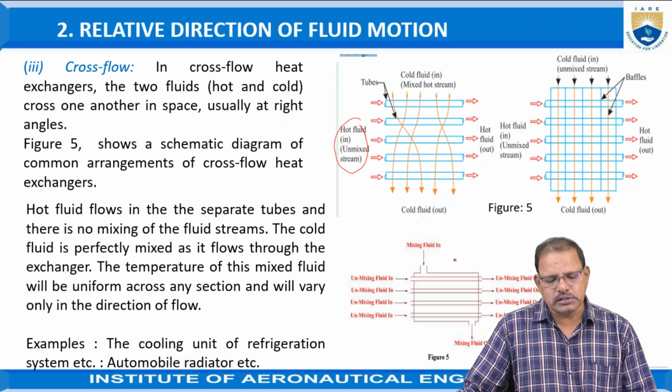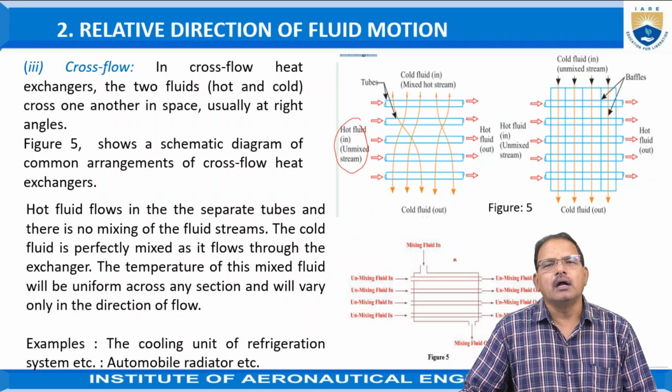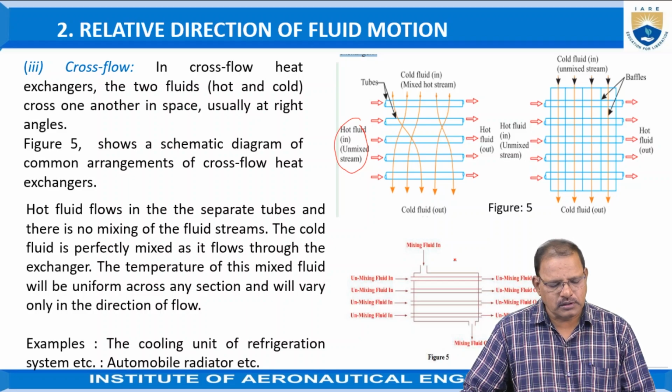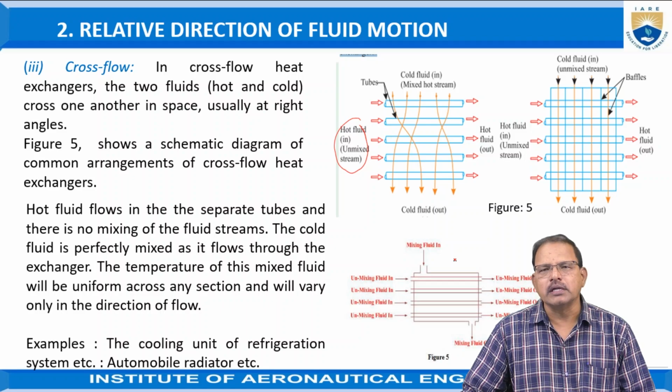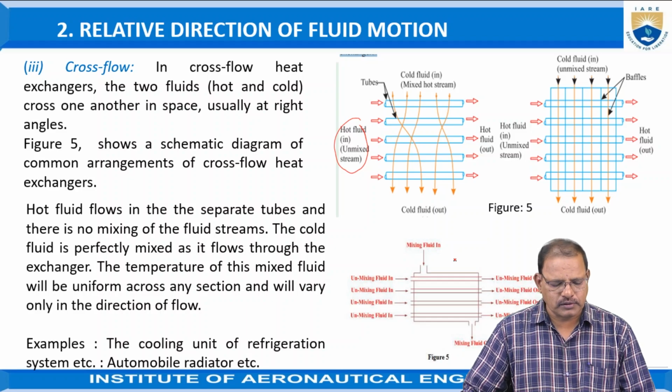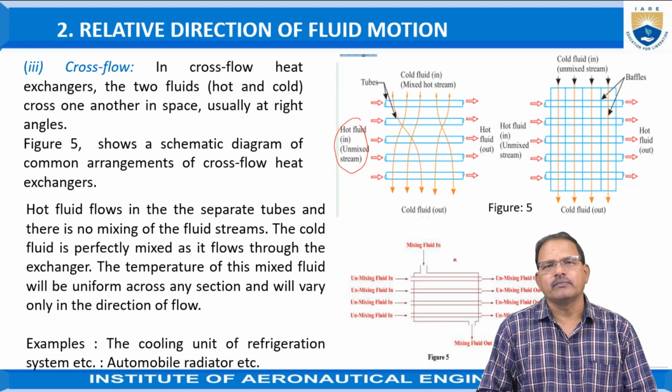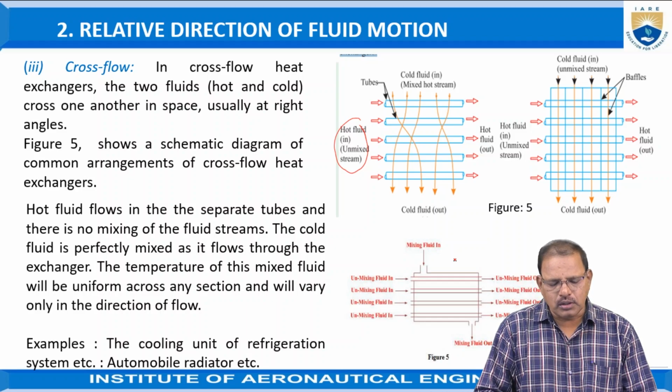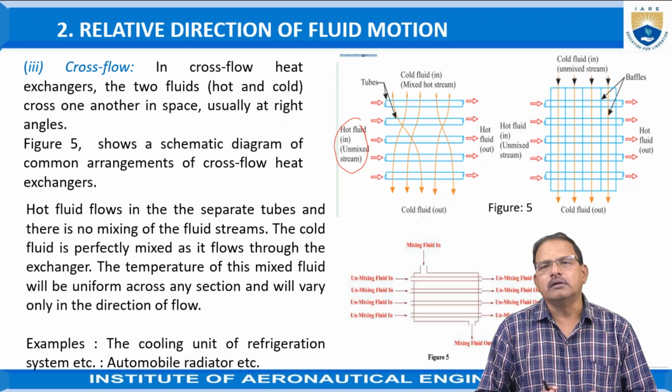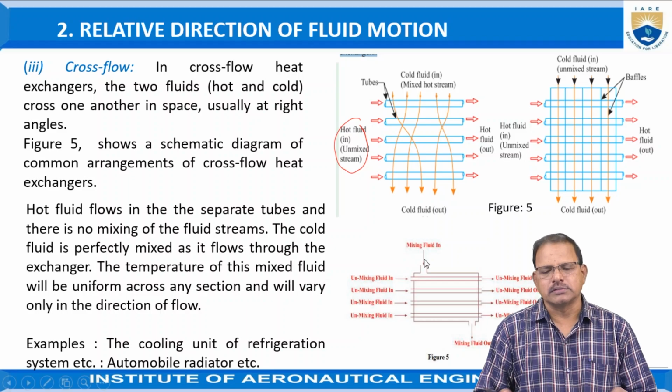The hot fluid flows in separated tubes and there is no mixing of hot and cold fluids. The cold fluid is perfectly mixed as it flows through the heat exchanger. The temperature of this mixed flow will be uniform across any section and will vary only in the direction of the flow. The best examples of cross flow are the cooling unit of a refrigeration system and automobile radiators.